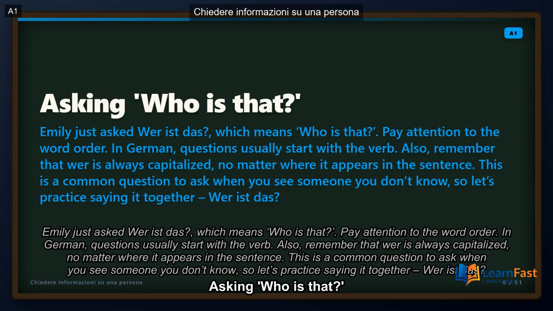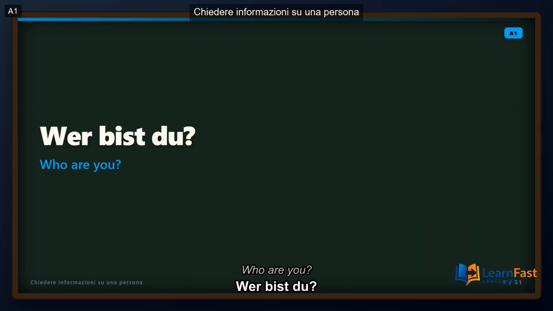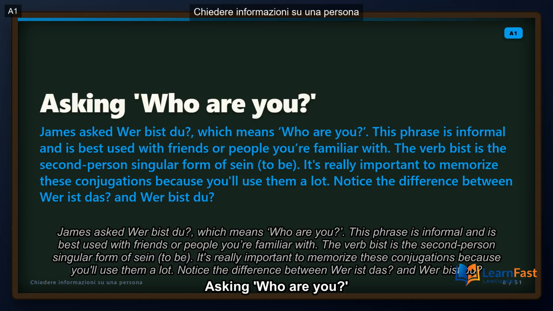Wer ist das? Wer bist du? James asked, Wer bist du? which means who are you? This phrase is informal and is best used with friends or people you're familiar with. The word bist is the second person singular form of sein, to be. It's really important to memorize these conjugations because you'll use them a lot.